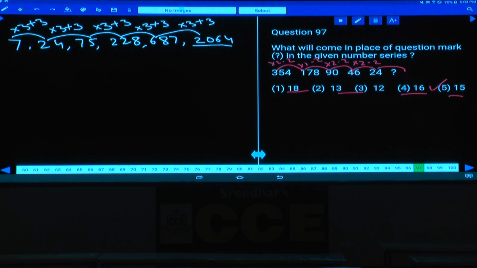Then what is that number here? 13 into 2 is 26. 26 minus 2 is 24. Then what is the number? Choice 2, 13. 97 it is choice 2, 13.